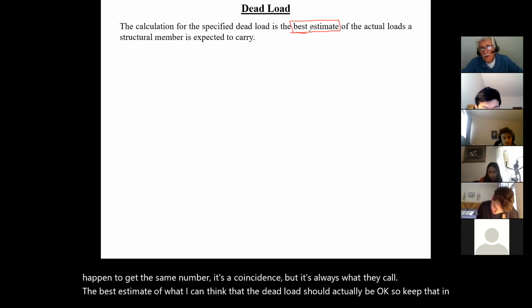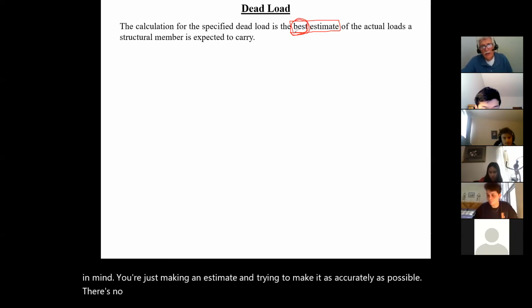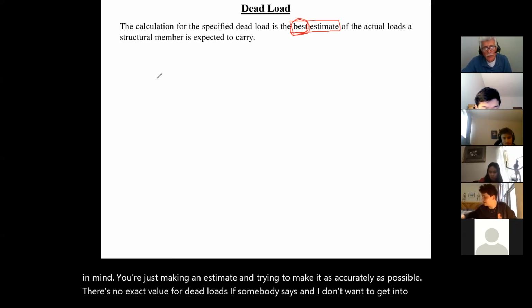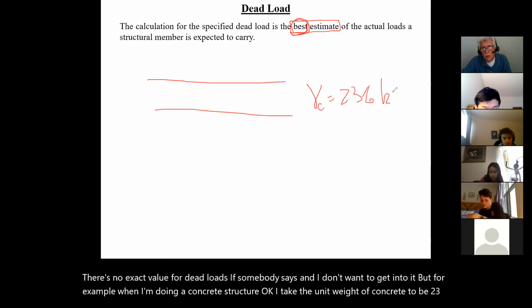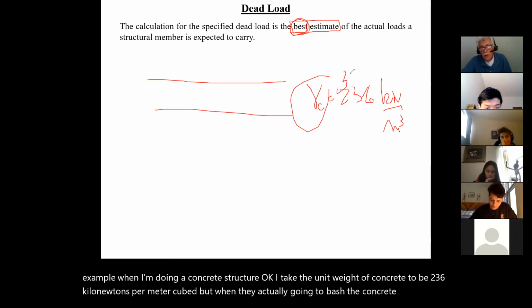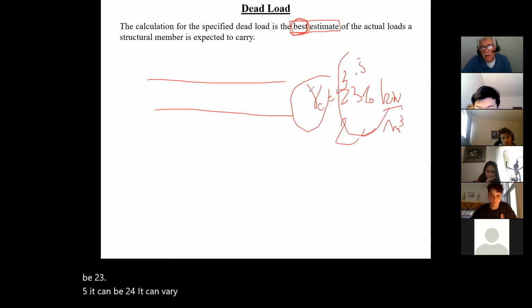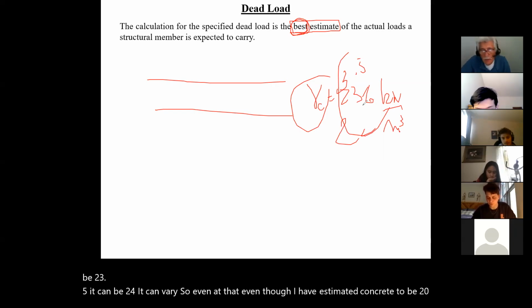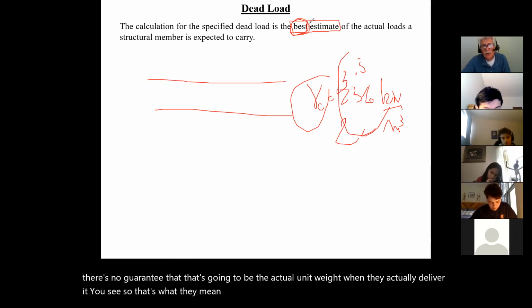You're just making an estimate and trying to make it as accurately as possible. There's no exact value for dead loads. For example, when I'm doing a concrete structure, I take the unit weight of concrete to be 23.6 kilonewtons per meter cubed. But when they actually batch the concrete, it can be 23.5, it can be 24, it can vary. So even though I've estimated concrete to be 23.6, there's no guarantee that's going to be the actual unit weight when they deliver it, you see? That's what they mean by the best estimate that you can make of your dead loads.